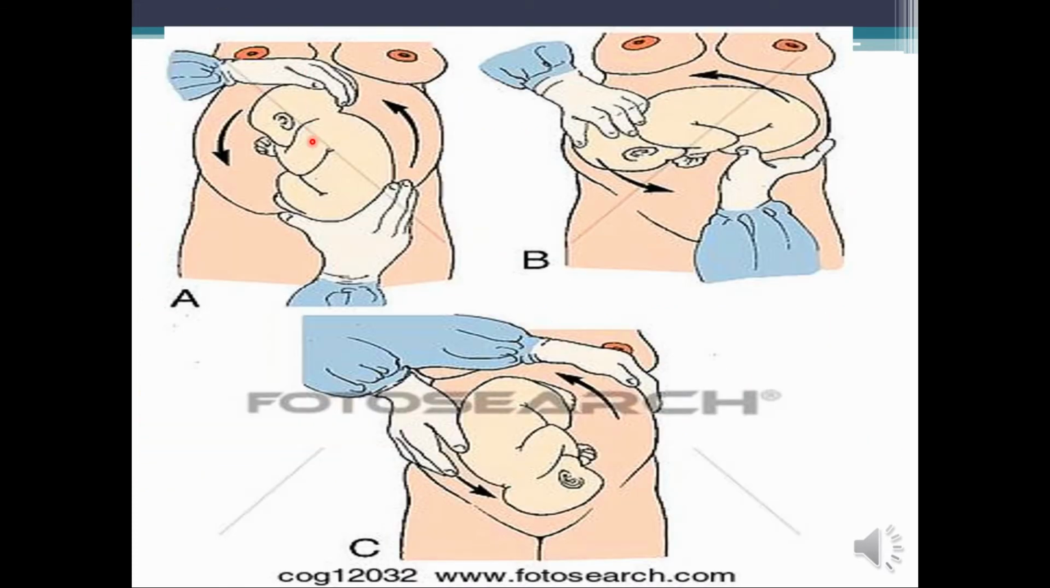As we see here, this hand elevates the breech up, and the other hand helps to flex the head. We need to make sure that the head continues flexed all over the maneuver, as we see here.